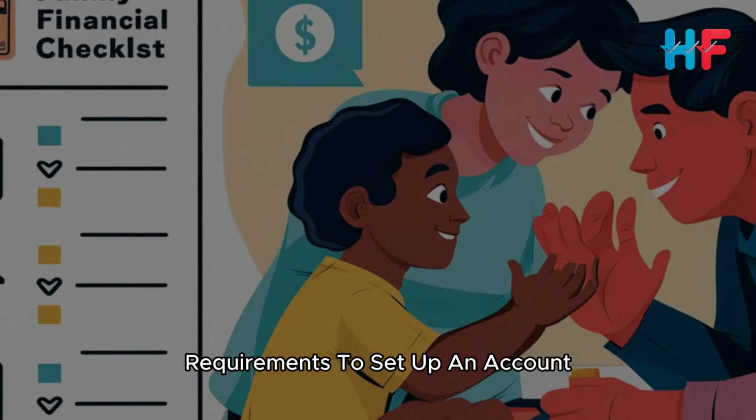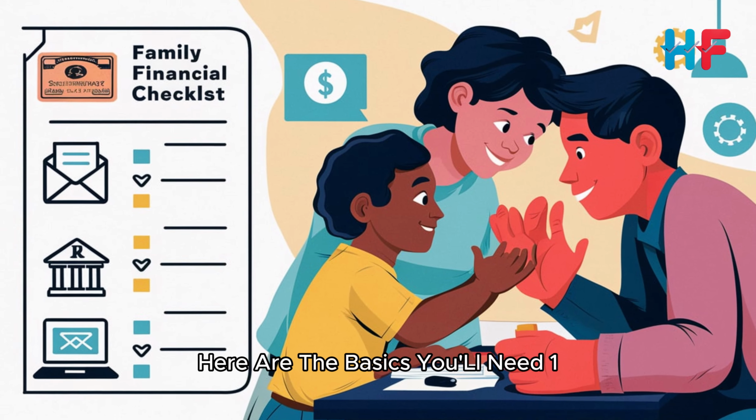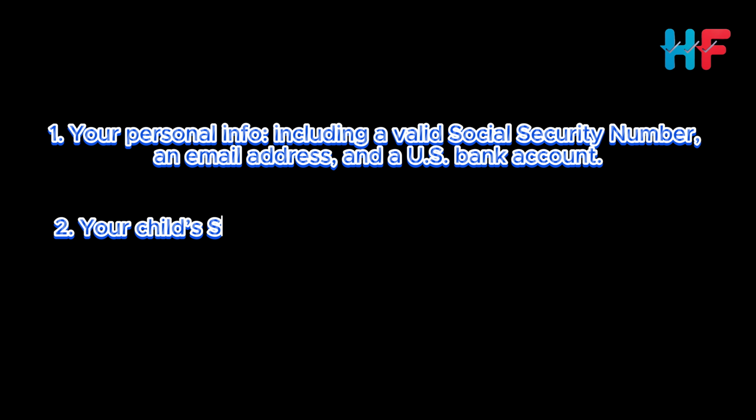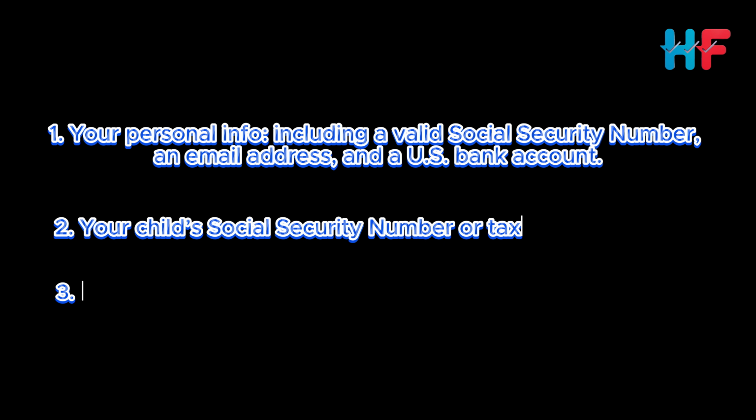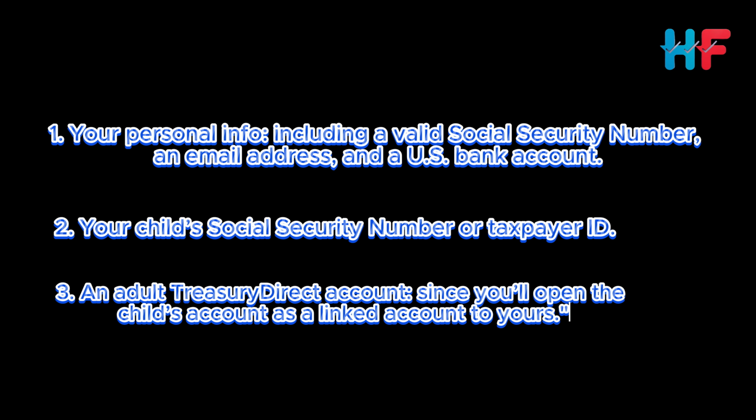Section 2. Requirements to set up an account. To set up a Treasury Direct account, here are the basics you'll need. 1. Your personal info, including a valid social security number, an email address, and a US bank account. 2. Your child's social security number or taxpayer ID. 3. An adult Treasury Direct account, since you'll open the child's account as a linked account to yours.